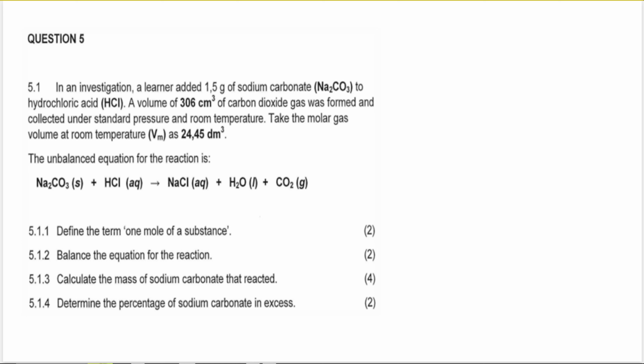Here they state that the unbalanced equation for the reaction is as follows. Remember I told you they can either let you know that it's balanced or not, or you have to go check yourself. Here at least they're being nice and telling you it's unbalanced, so go balance that.